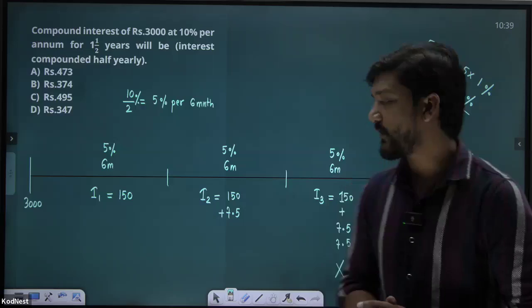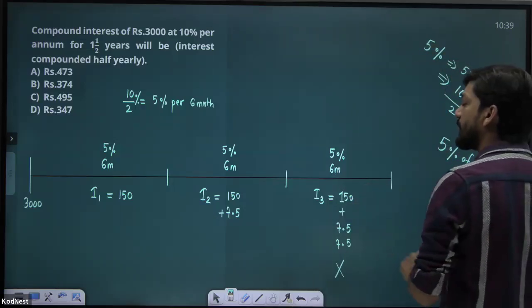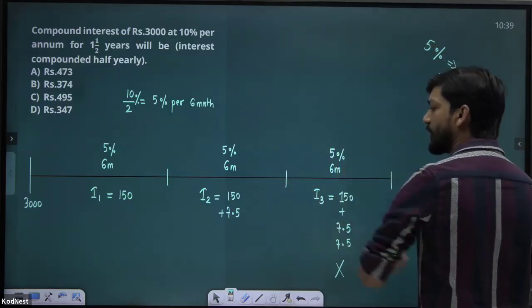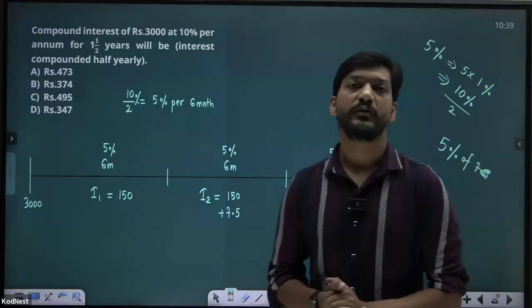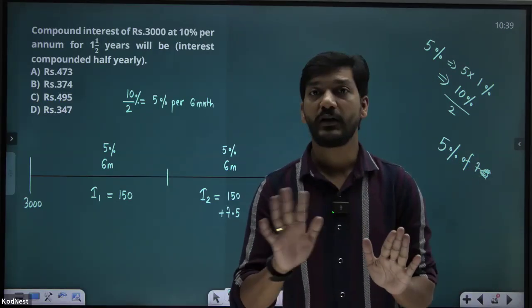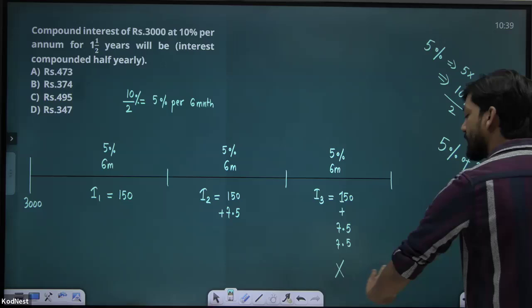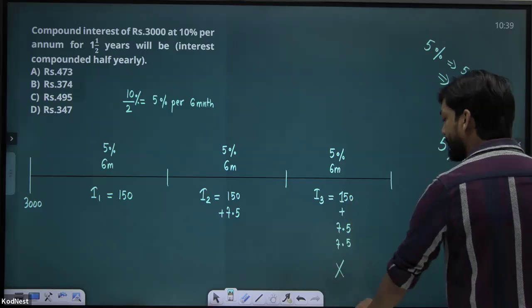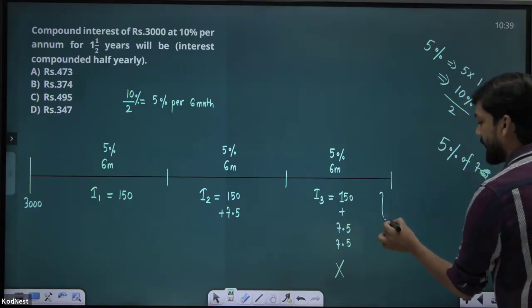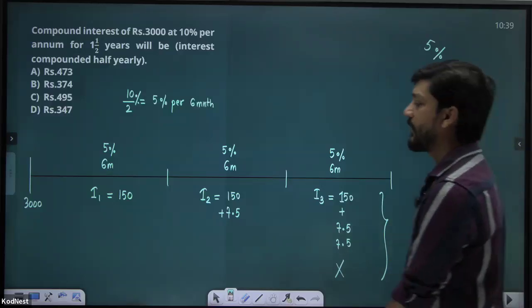Yes. So what I'm saying is, just think for a moment. 5% of 7.5. Very small value. So if it is a very small value, leave it. That's why I've written leave it. Don't calculate. Okay. So let's see how much I will get.